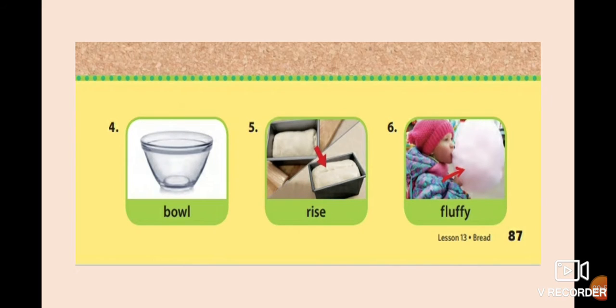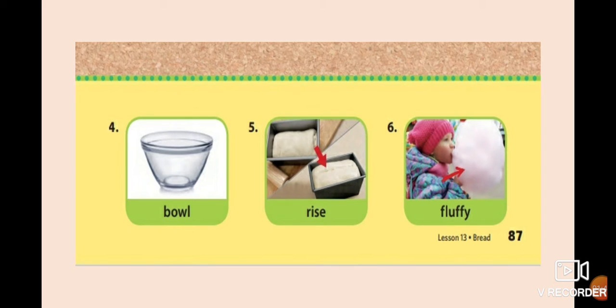Then we have bowl. So this one is a container. We put inside different ingredients, different things, and you mix them. Then we have number five, that is rise, crecer in terms of cooking. Number six, fluffy. In Spanish we say that this one is almidonado, something like that. Soft, algo suave, abundante, or maybe esponjoso. Yes, we can say it that way.